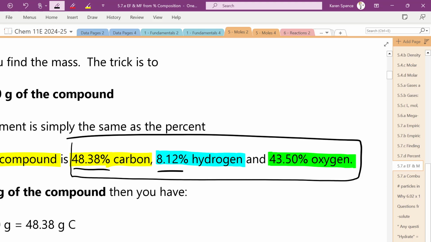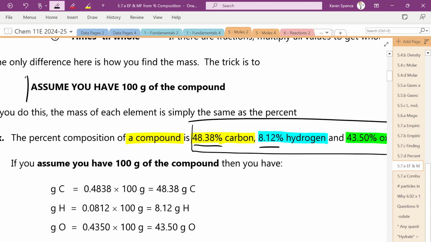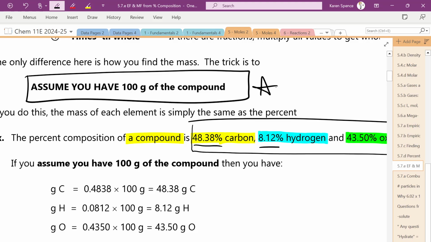You could choose any value you wanted. You could say, oh, I'm going to assume that I have 3.86 grams of the compound. And you could say 0.4838 times 3.86 grams. And you could go and do that calculation. But that seems like a lot of work, right? And you'd have to do it for all three of them. Whereas if you assume you have 100 grams and not something weird like 3.86 grams, you don't have to do any math. It just gives the percentages are the masses. Yes? So we have to assume we have 100 grams of the compound.